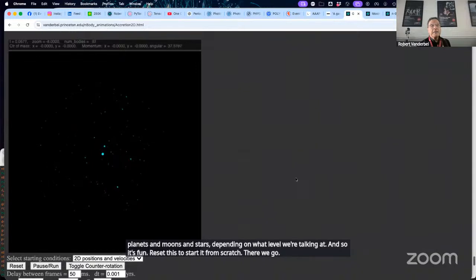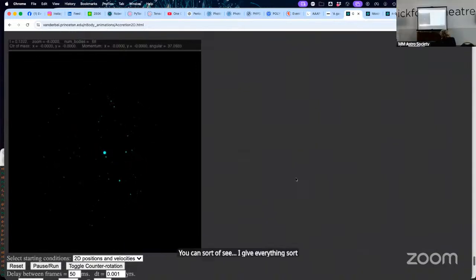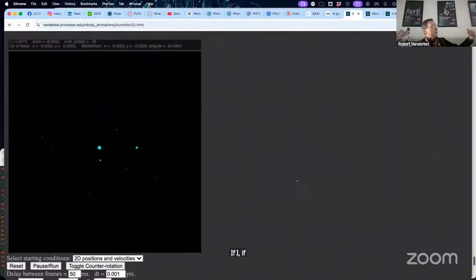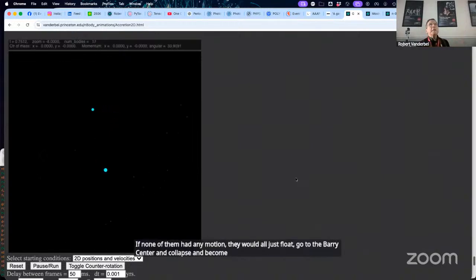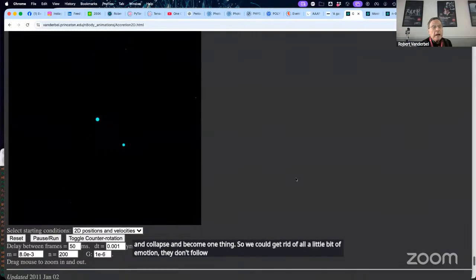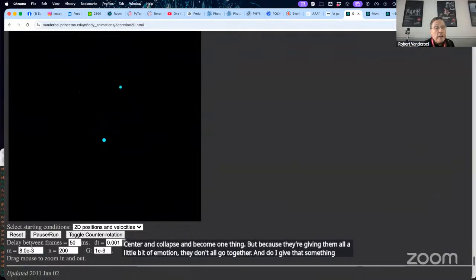You can sort of see, I give everything a random motion. If none of them had any motion, they would all just go to the pericenter and collapse and become one thing. But because I'm giving them all a little bit of motion, they don't all go together. And I can play with some things. I can play with the mass. I can play with the number. I can play with the G factor.